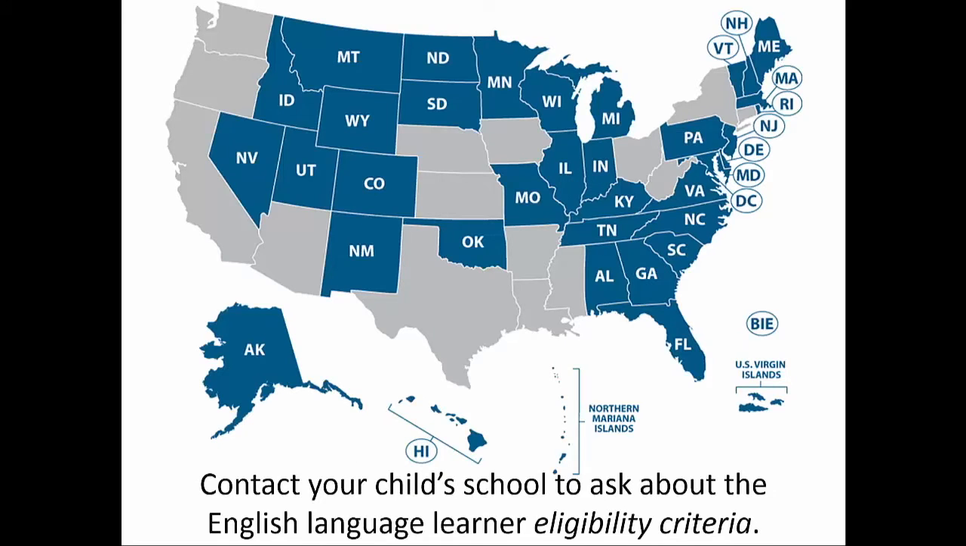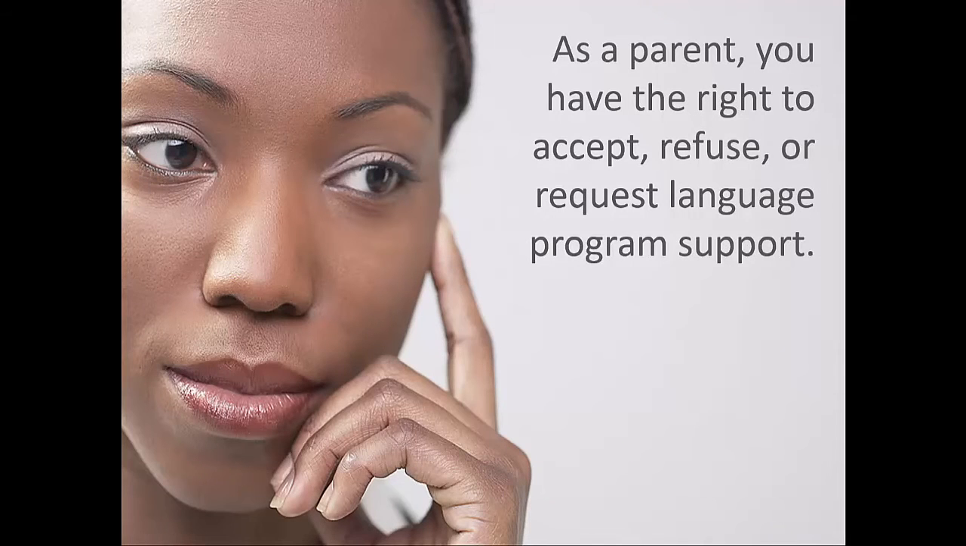Eligibility criteria are established at a state level, but in some cases they are established at a district level. Eligibility criteria are used to identify English language learners and determine if a student is eligible to receive English language program support. If your child is eligible for English language program support, you will be notified of the type of support services the school recommends for your child's individual needs, as well as information on the services the school can provide. Parents can accept language program support, refuse language program support, or request a different type of language program support if it is available at the school or district.